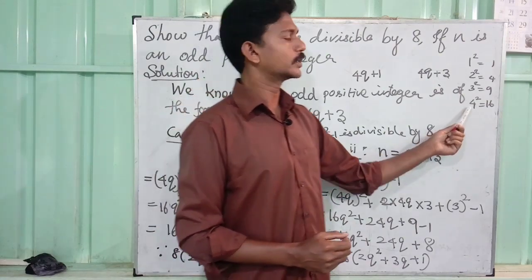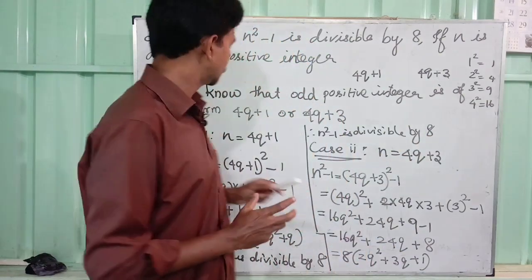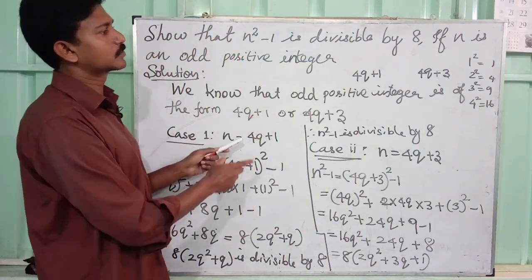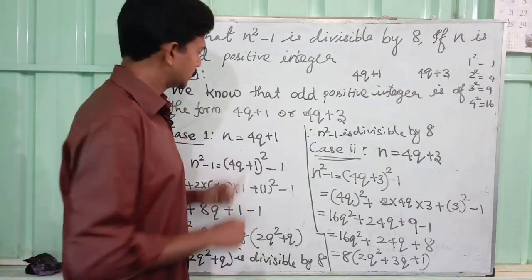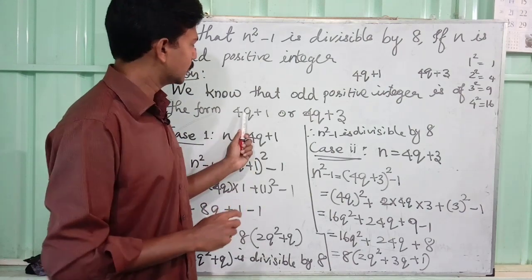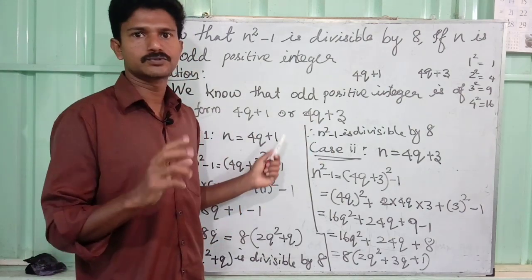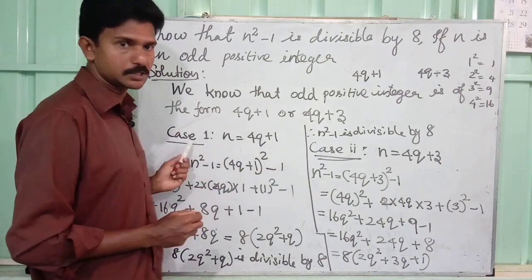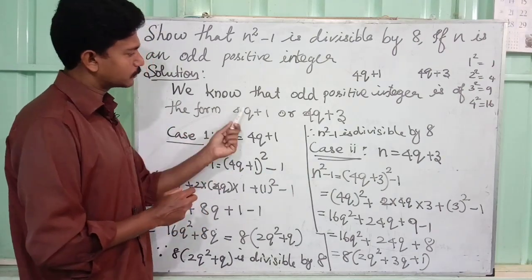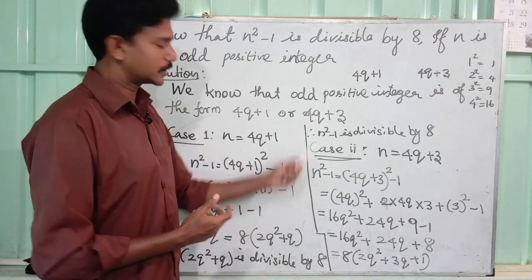So it is enough to take the number 4. When we square it, we get 16, and that 16 is divisible by 8. That is what we are doing. So we have two odd forms. Two forms are there, so that is why we have to write two cases: the first case for the first form and the second case for the second form.